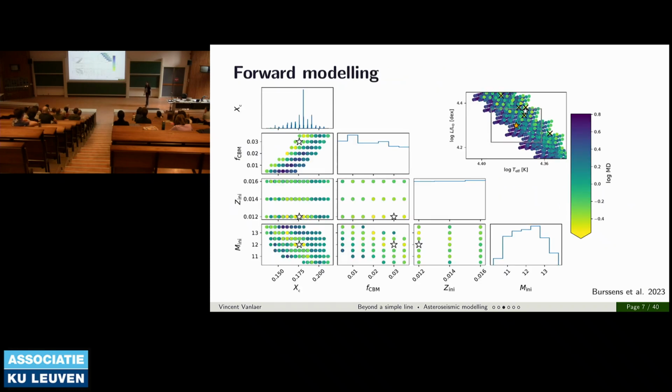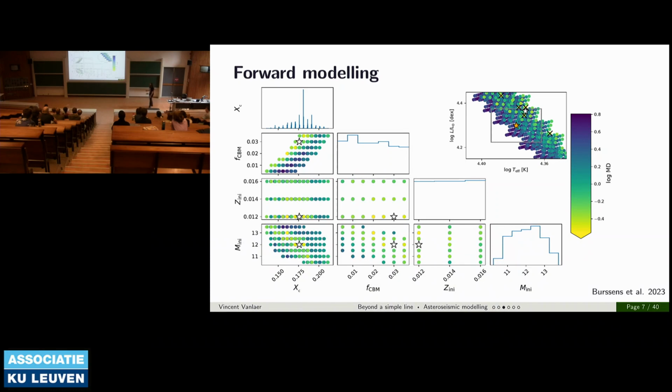Here is an example of such forward modeling. This is the output you would essentially get. Each dot on this plot represents one stellar model at one point in time. And you can see here what the parameters were that were fitted. We have the initial mass, the initial metallicity, the age of the star, here shown by the core hydrogen fraction, and this FCBM, which stands for convective boundary mixing, tells you how strongly the material is mixed near the convective core.